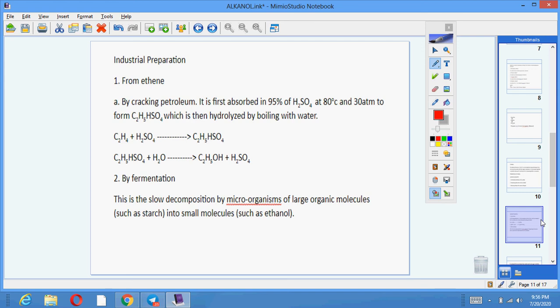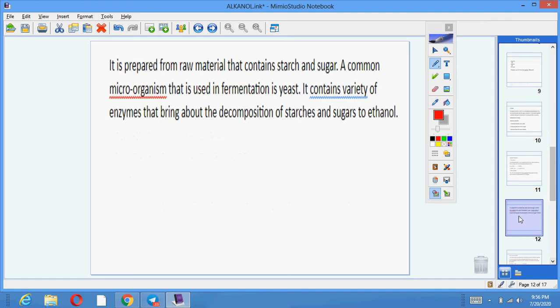Two, by fermentation. Fermentation is the slow decomposition of large organic molecules such as starch into small molecules such as ethanol by microorganisms. If you are asked in the exam, fermentation is the process of converting carbohydrates into simple sugar through microbial activities. So ethanol is prepared from raw materials that contain starch and sugar. A common microorganism used in fermentation is yeast.